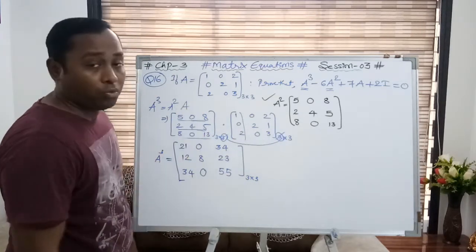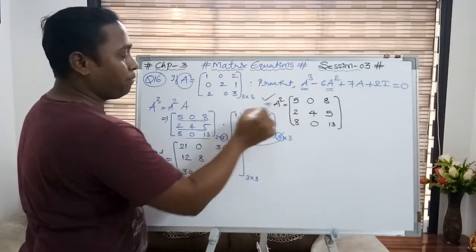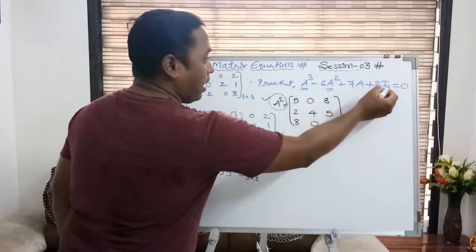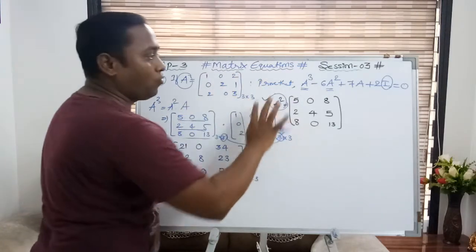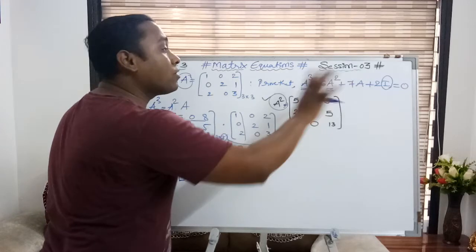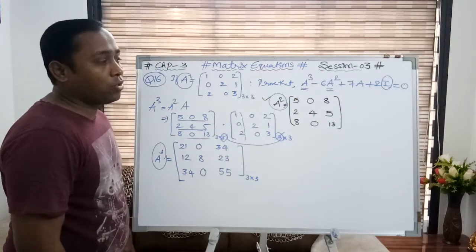So now you are able to get A cube also, A power 3, A square also, A also you know, right? Now by using these results, A square, A cube, A and the identity matrix of order 3, by substituting these four matrices in the equation, if you are able to get the 0 matrix as an answer, hence it's over.